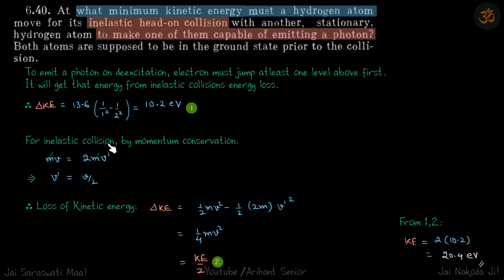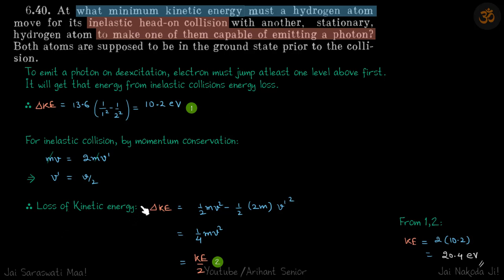So for inelastic collision, we can write our momentum equation first, which is mv. So v is, let's say, the initial velocity. Then both of them will move together, let's say with velocity v dash. So this gives v dash is equal to v by 2.